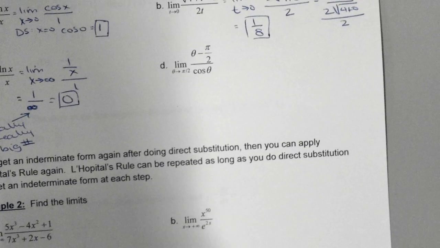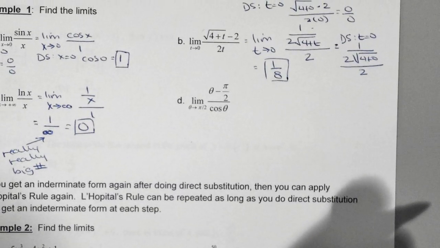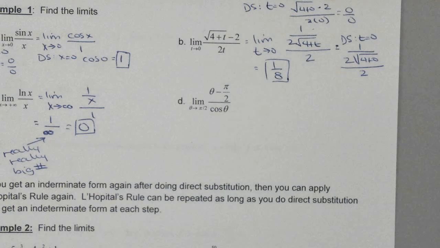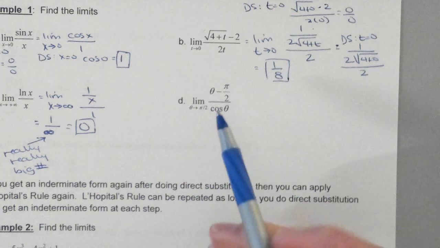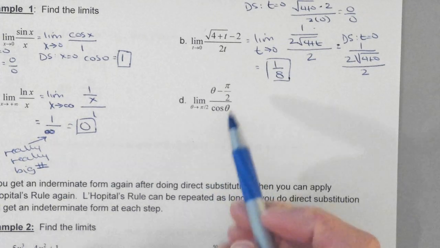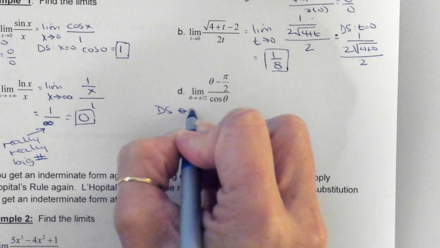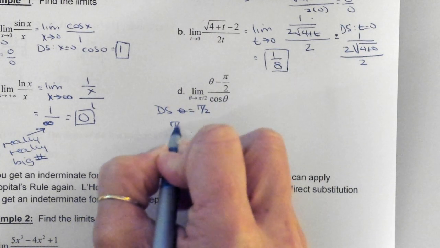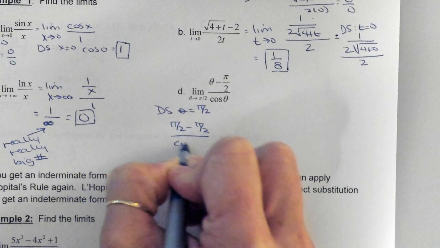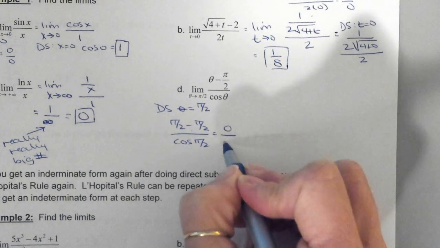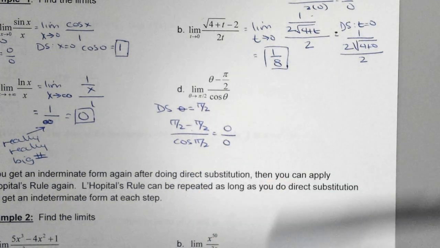Okay, so let's take a look here. So far we've looked at variables x, t, j, k, whatever. What's theta? Is it a variable? Yeah. It is in reference to an angle, whether it's in radians or degrees. So we want to try direct substitution when theta is equal to pi over 2. So we have pi over 2 minus pi over 2 over the cosine of pi over 2. This is 0 over what? Okay, so this is showing me I cannot use direct substitution as is.